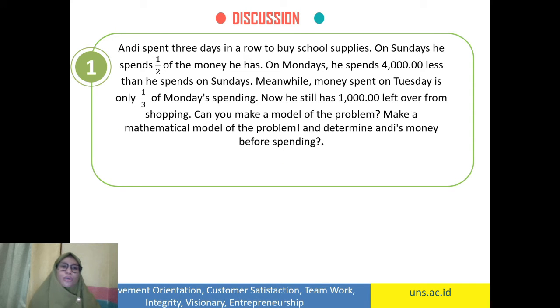Let's discuss question number one. Andi spent 3 days in a row buying school supplies. On Sunday, he spent 1/2 of the money he has. On Monday, he spent 400 less than he spent on Sunday. Meanwhile, the money spent on Thursday is only 1/3 of Monday's spending. Now he still has 100 left over from shopping. Can you make a mathematical model of the problem and determine Andi's money before spending?